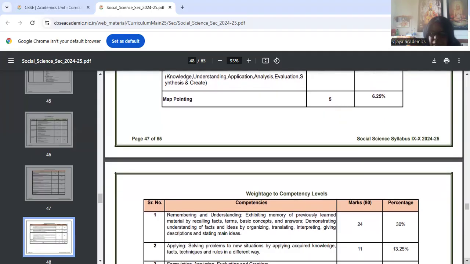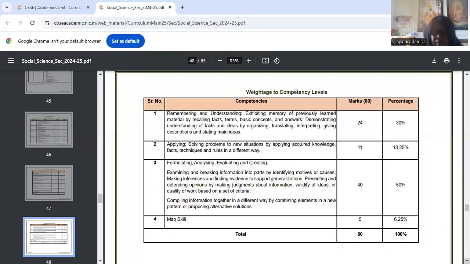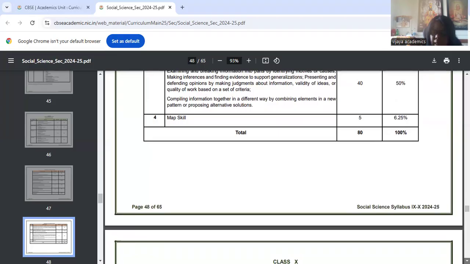Next is weightage to competency level. If you see in the map, for the competency level, the weightage is given. Remembering and understanding: marks 24 and percentage is 30%. Next is applying: marks 11, percentage 13.25%. Third, formulating, analyzing, evaluating, and creating: marks allocated 40 and percentage 50%. And map skill 5, 6.25%. So the total paper will be of 80 marks.